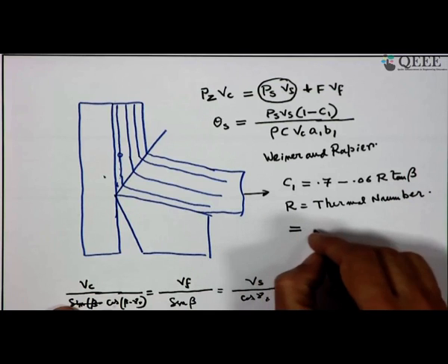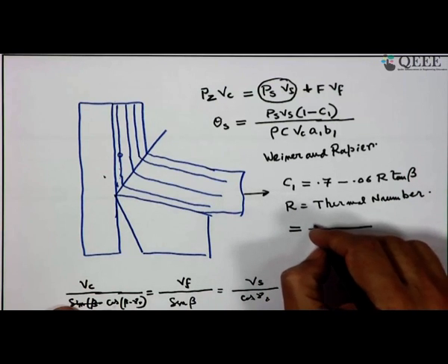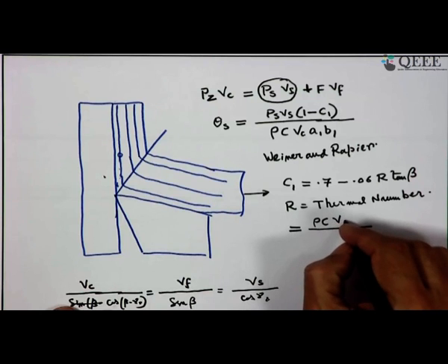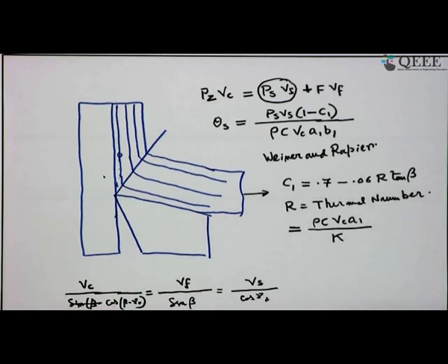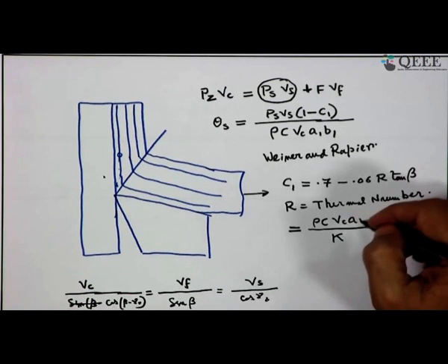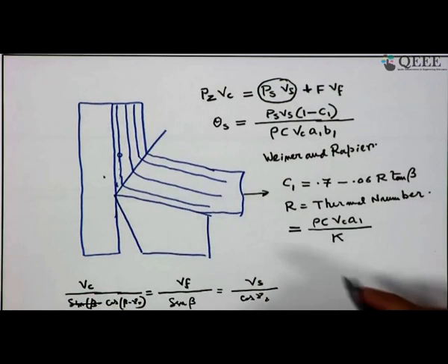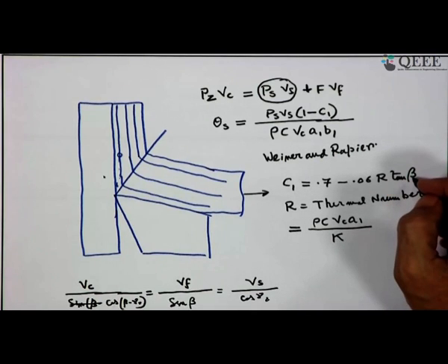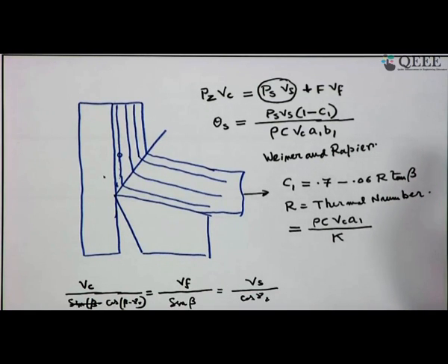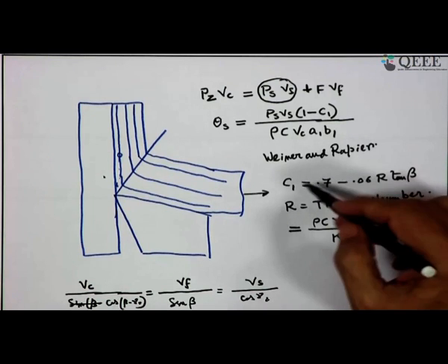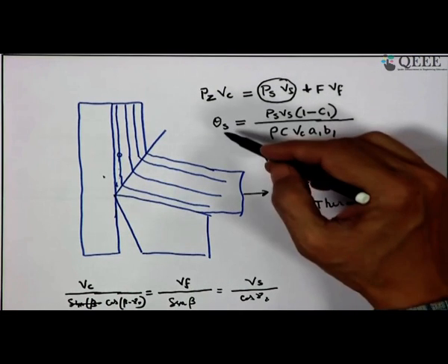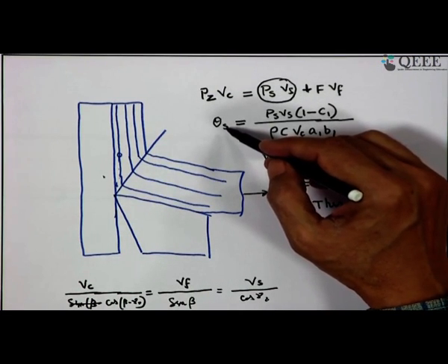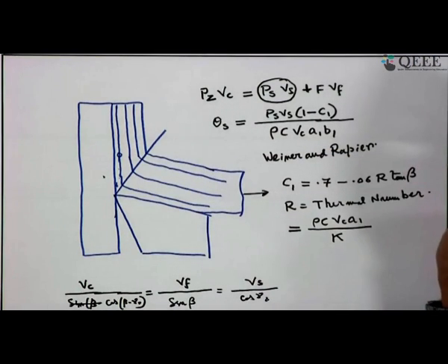It is given by rho C V C A1 by K. Rho C is the volume specific heat, V C is the mean cutting velocity, A1 is the thickness of the uncut layer, and K is the thermal conductivity. And you can put it here, and what is tan beta? Beta means the shear angle. So, putting those things in this, you can get the value of C1, and putting that value of C1 here, you can fairly estimate the value of theta s. So, that is your shear zone temperature.